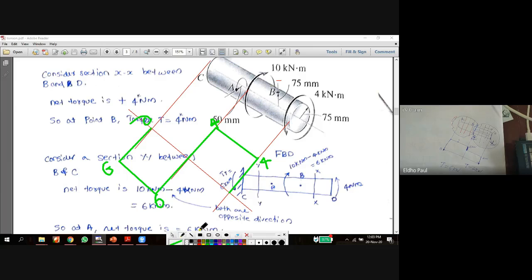So when we calculate anything in the AC area, use 6 kilonewton as torque. For applying T by J equals tau by R, T will be 6 kilonewton. But in this area, we have T equal to 4 kilonewton.